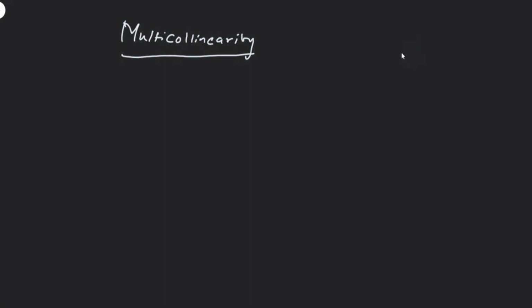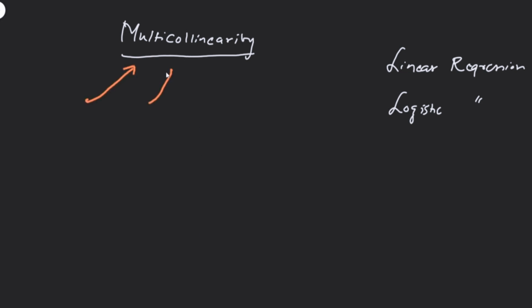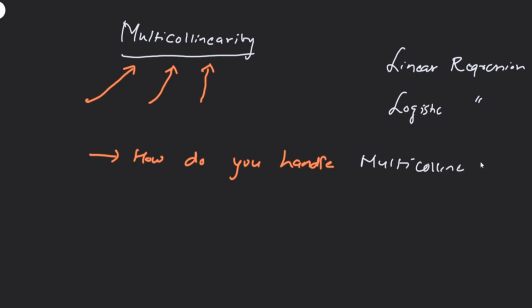Suppose your best algorithm is probably linear regression or logistic regression. In this particular scenario, the interviewer may ask you regarding multicollinearity. So first of all, the question that the interviewer may ask is: how do you handle multicollinearity? This is an interview question that has been asked by interviewers, and most of the time they ask this particular question, how do you handle multicollinearity.